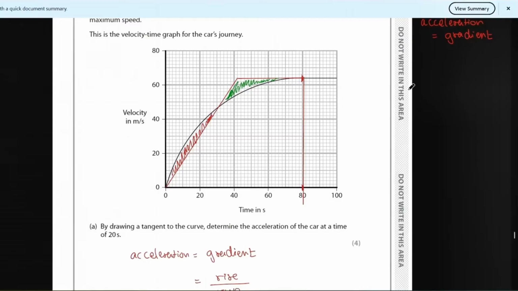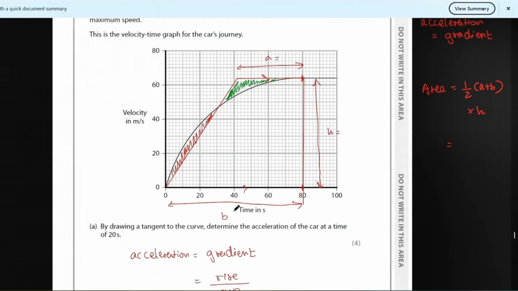So in order to calculate the area, we need to know the formula of the area of a trapezium. The formula is half times (A plus B) times height. So this side is A, the opposite side is B, and the distance between these two parallel lines is height, h. The value of B, by the way, is 80. That's simple. It goes from 0 to 80 seconds.